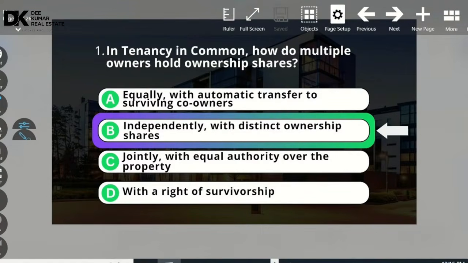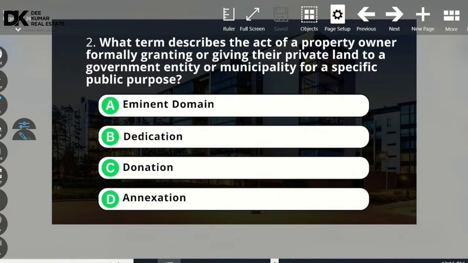So in a tenancy in common, multiple owners hold ownership shares independently with distinct ownership shares. As a matter of fact, a tenancy in common is the only one where you can have a disproportionate interest of ownership.